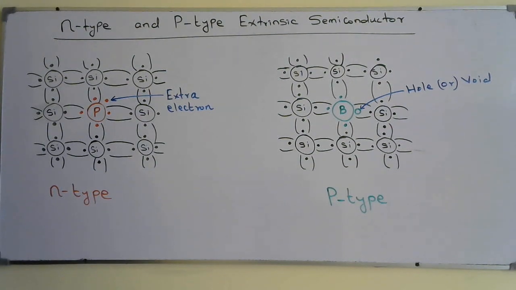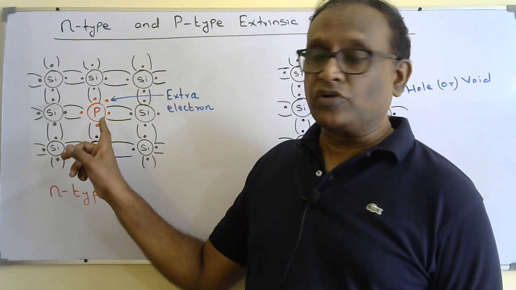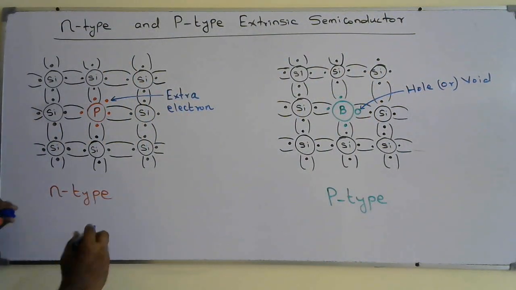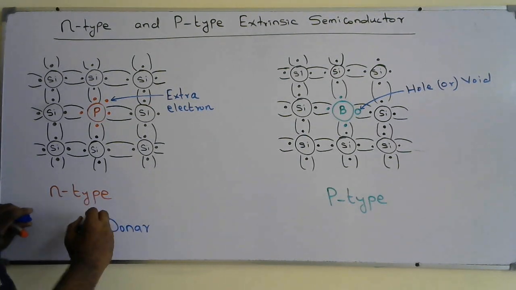So the group 5 element such as phosphorus, which provides an extra electron, is called a donor. That group 5 element is called a donor atom or donor element.